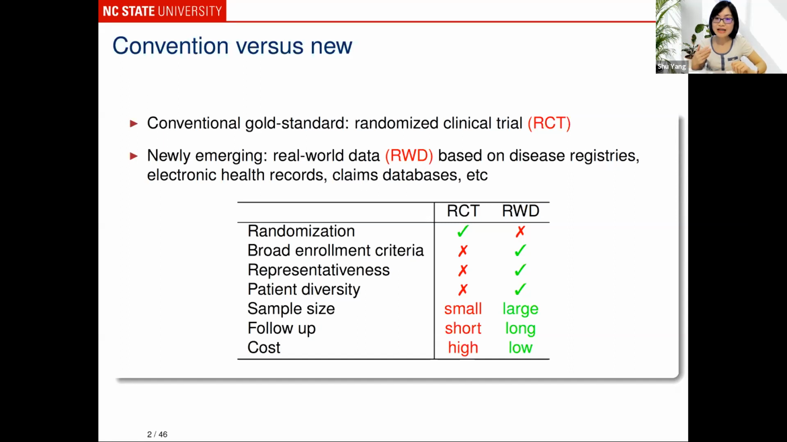And we can use state-of-the-art causal inference methods to adjust for confounding, but there is always concern about whether or not confounding has been adequately adjusted. So you can see this table really contrasts the complementary features of RCT and RWD.